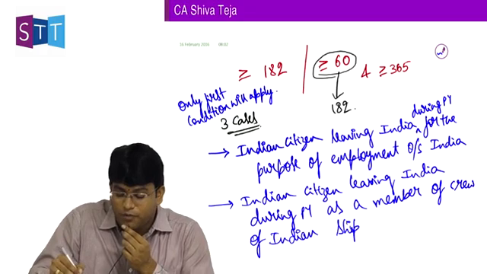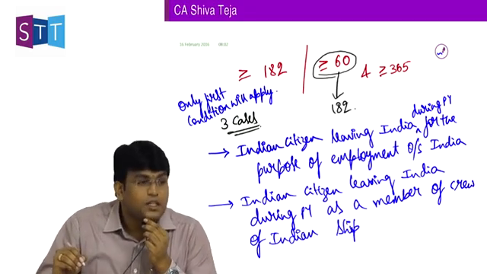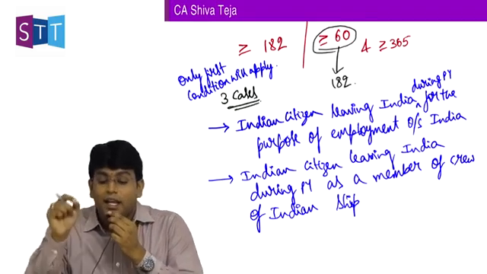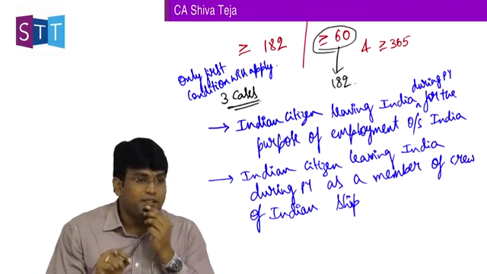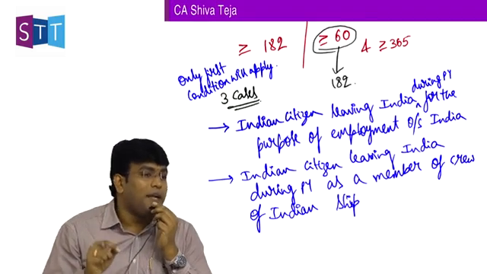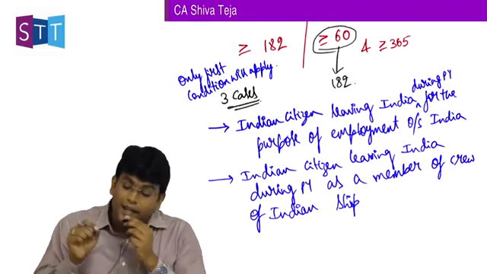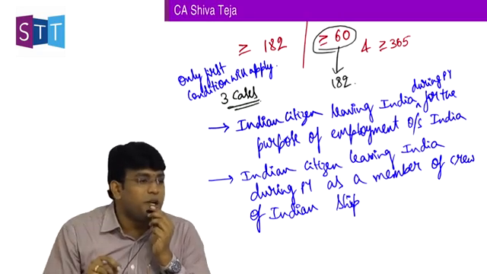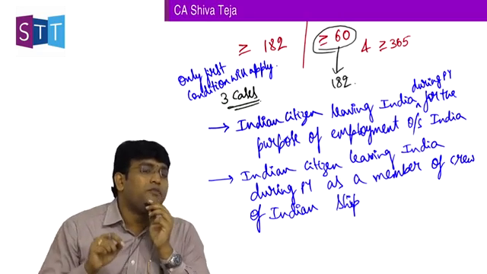And there's one lot of story about foreign ship which we'll discuss very soon. Chalo, see now. What is the first line? Indian citizen leaving India during previous year for what purpose? Employment outside India. Second one, Indian citizen leaving India during previous year as a member of crew of what ship? As a member of crew of Indian ship.